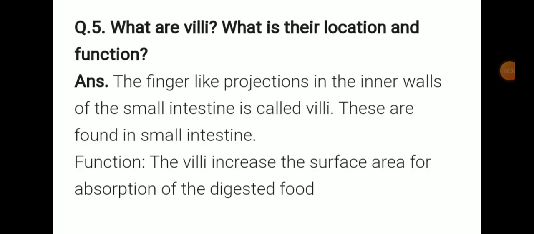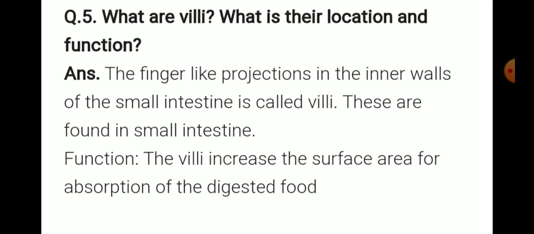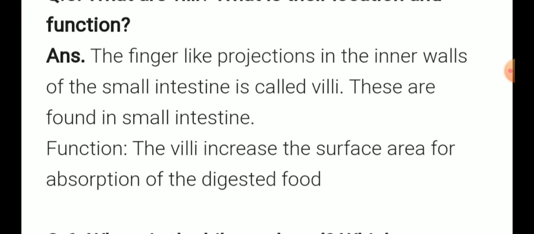Students, in the second chapter, we are going to discuss some question answers. What are villi? What is their location and function? What are villi? Do you remember, students? The finger-like projections in the inner walls of the small intestine are called villi. These are found in the small intestine.